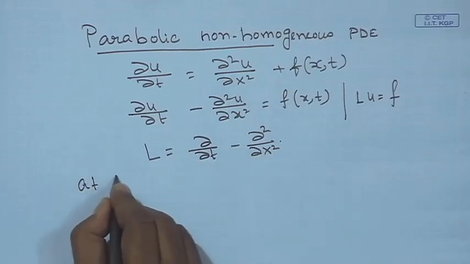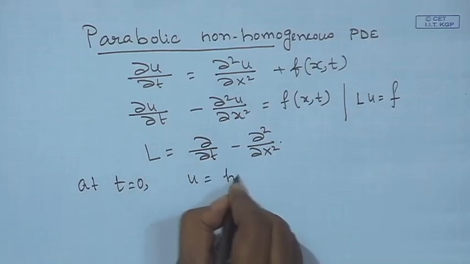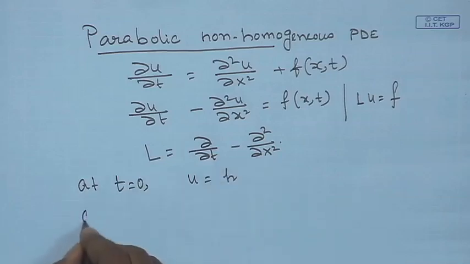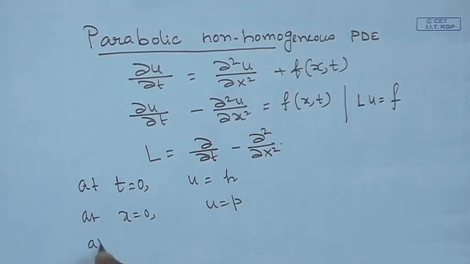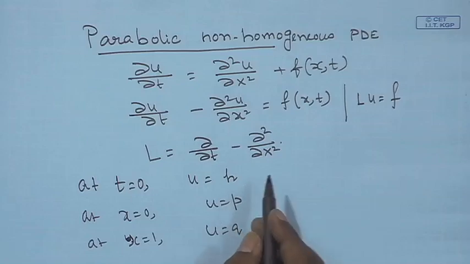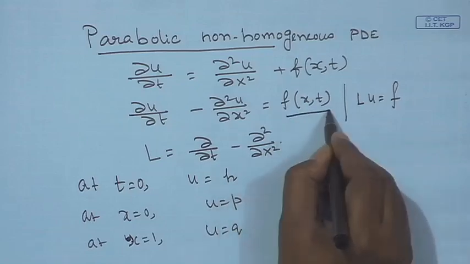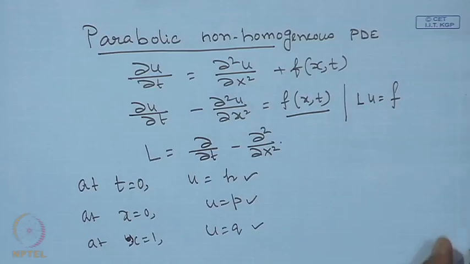On the other hand, the boundary conditions and initial conditions are defined as: at t is equal to 0, u equal to h. It may be a function of x or it may be a constant. At x is equal to 0, u is equal to p, at x is equal to 1, let us say u is equal to q. So, we considered the problem completely non-homogeneous, with non-homogeneity in the governing equation and in the boundary conditions as well. So, there are 4 sources of non-homogeneity in this problem.